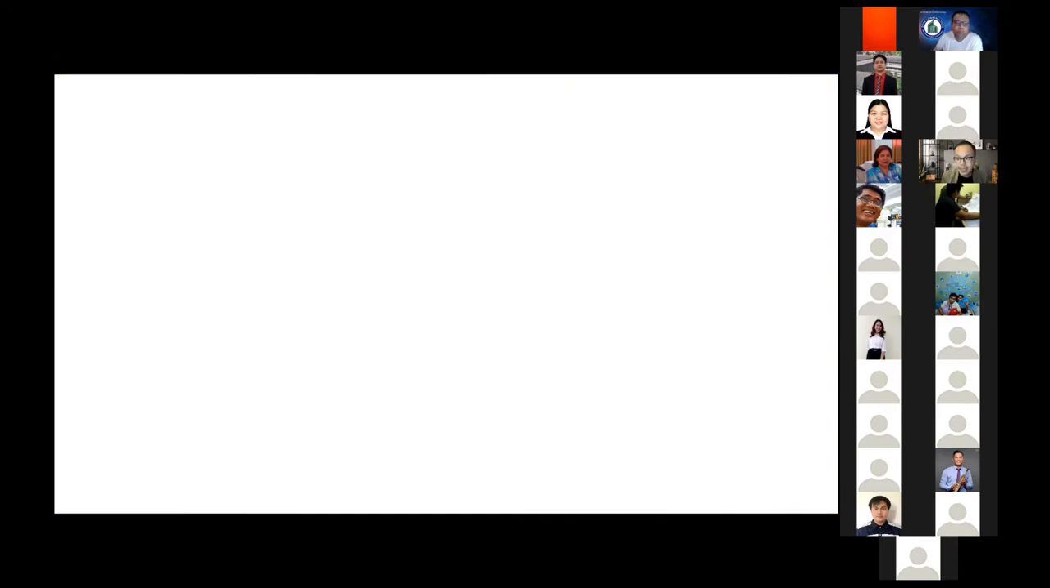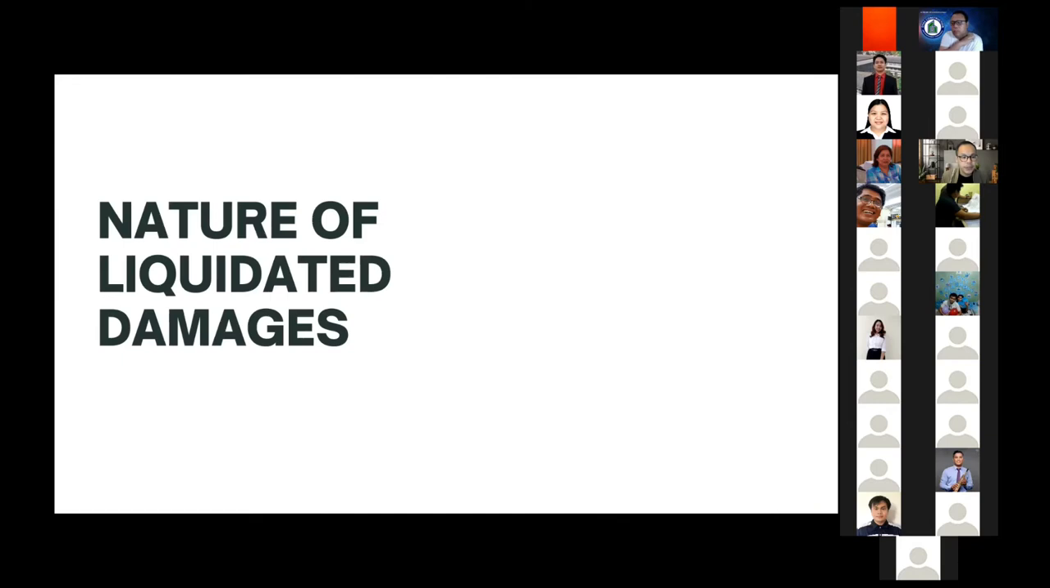So what is liquidated damages then? Where a contract exists, the terms of the contract will generally provide a mechanism to remedy the party's breaches. When the employer defaults or fails to perform its obligation, the contractor is entitled to an extension of time. However, if the contractor defaults on its obligation to complete the project within the contract period, the employer is entitled to recover what we call liquidated damages.